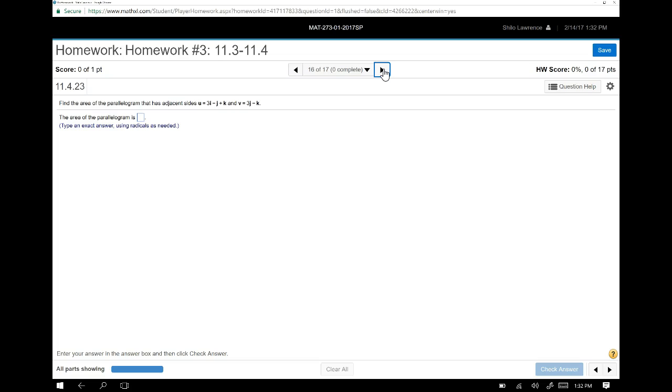16 says find the area of the parallelogram. The area of a parallelogram is the magnitude of the cross product between those two vectors.